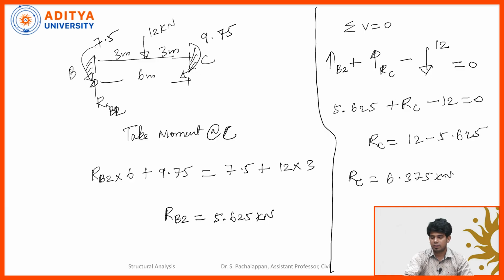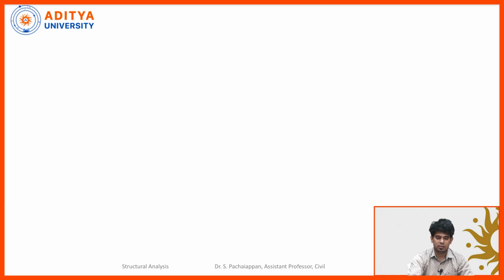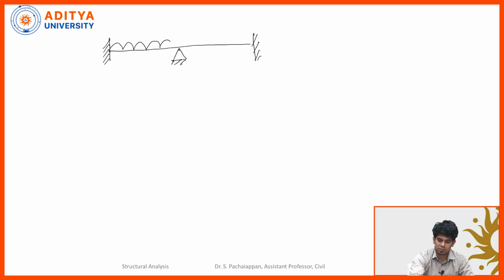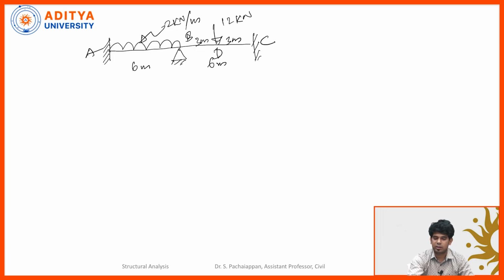So we calculated all the reaction forces. Now quickly we will draw the shear force diagram. For the shear force diagram, I have to take the existing beam and mark all the loading conditions, because for calculating shear force we need the loads, which are 2 kilonewton per meter, and here we have the central load of 12 kilonewton. This is 3 meters, 3 meters, 6 meters, 6 meters, span A, B, C, and we say this point is D.